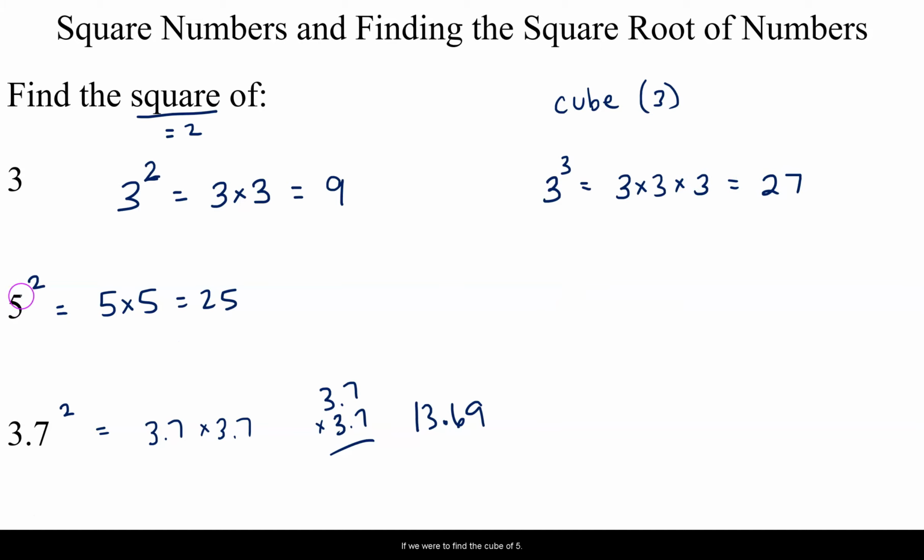If we were to find the cube of 5, it would look like this. Base of 5, exponent of 3. 5 times 5 times 5, which is 125.